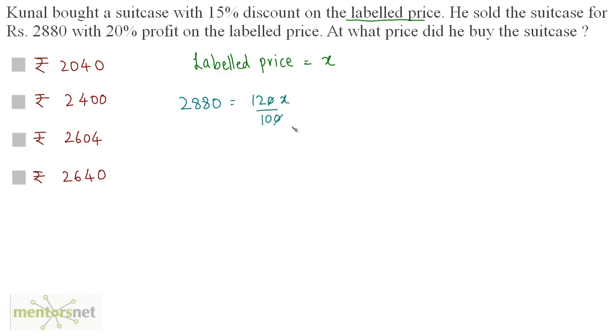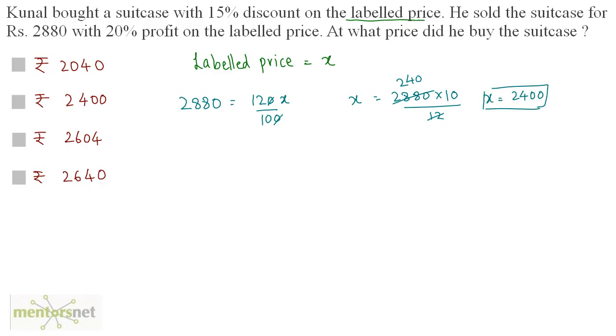Cancelling out the zeros, we get X is equal to 2,880 times 10 divided by 12. Now 12 times 240 is 2,880. So X is equal to 2,400. We have the label price.